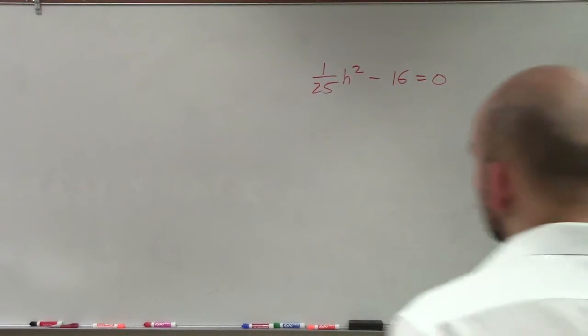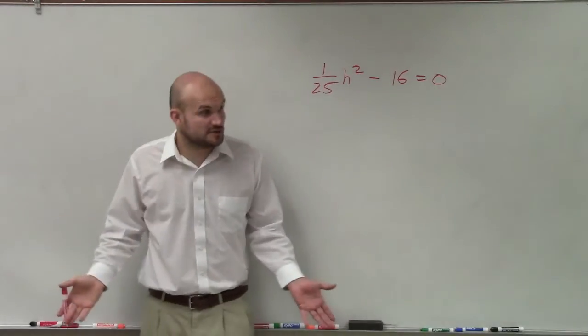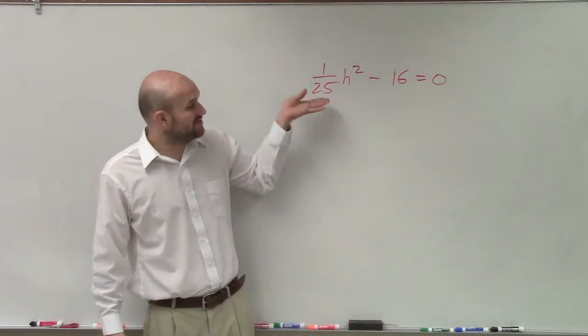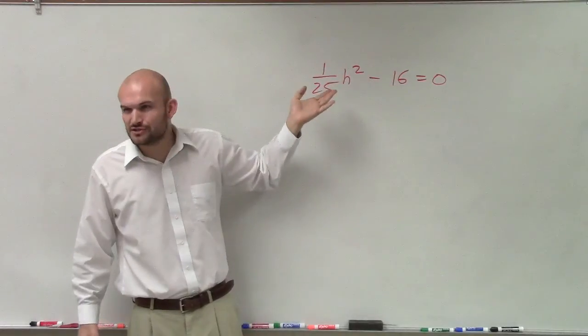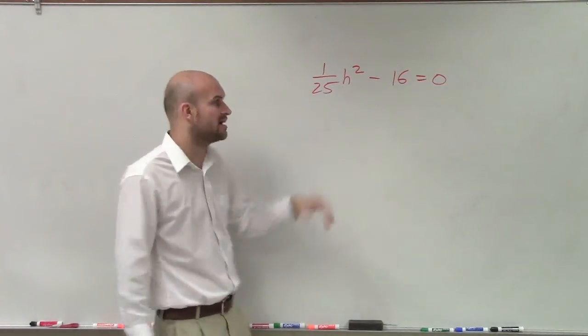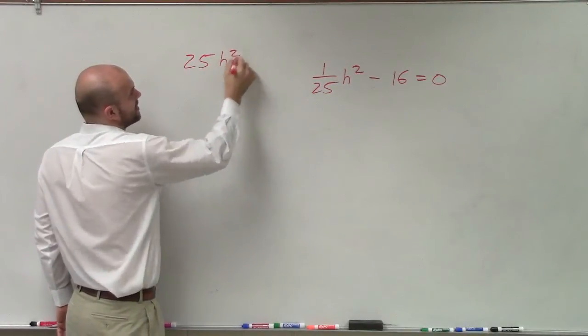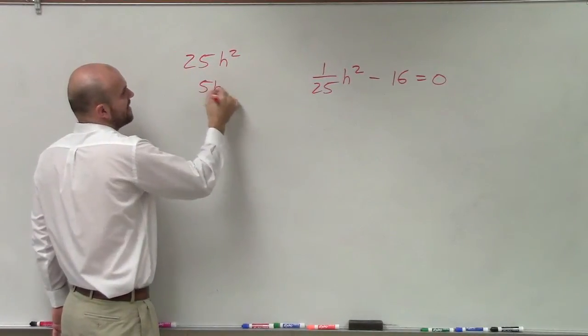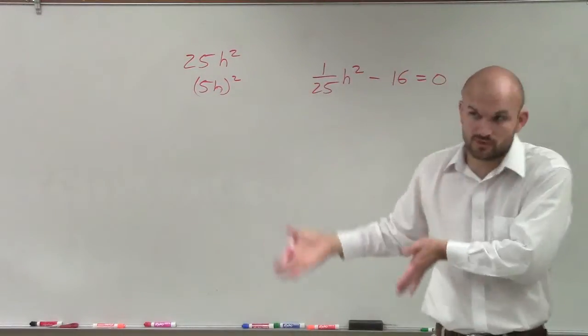All right, so if I was going to solve this problem, we can see, is this a difference of two squares? Well, I know that 25 is a squared number, I know h is a squared number, and 16 is a squared number, but I'm not really too sure about this fraction 1 over 25. So let's kind of just pretend it was 25h squared. We know we could write that as 5h squared, right? Because 5 times 5 equals 25.